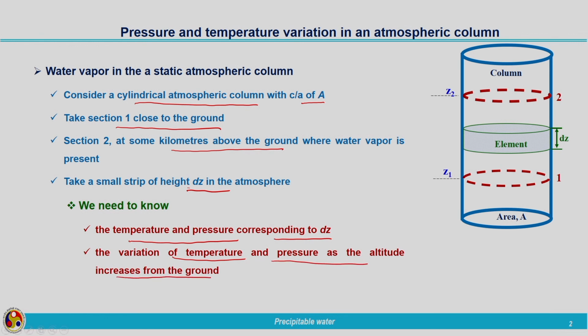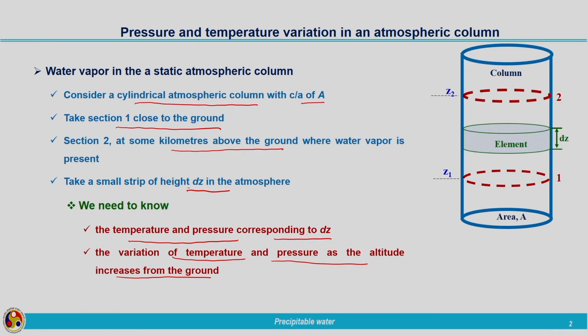So, dz you can see is at a higher elevation than that of section 1, that is, above the ground level. What we need to understand here is that we need to find the variation of temperature and pressure as we move up in the atmosphere. That is our main objective of this particular section.